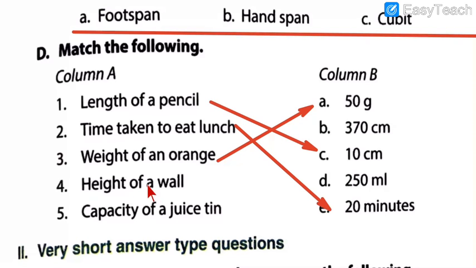Okay, number 4, height of a wall. Now, like I said while we were solving the pencil question, it should be very clear that it is 370 centimeters.